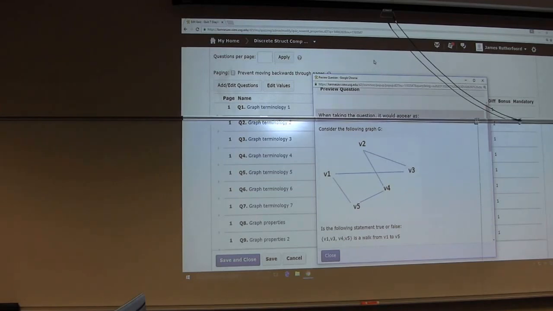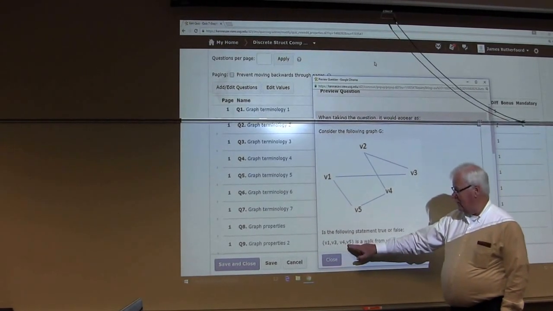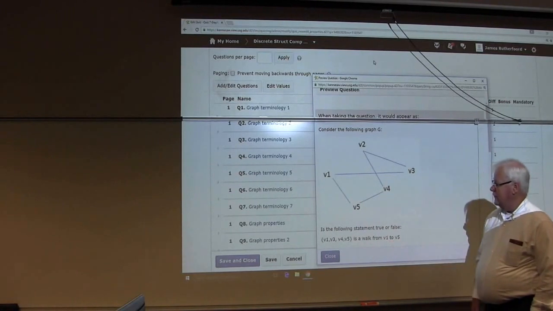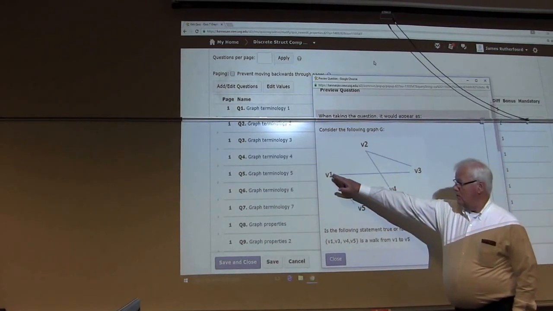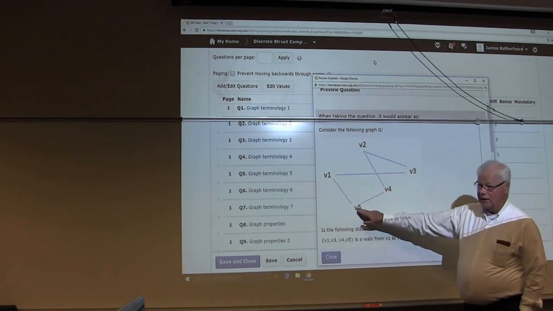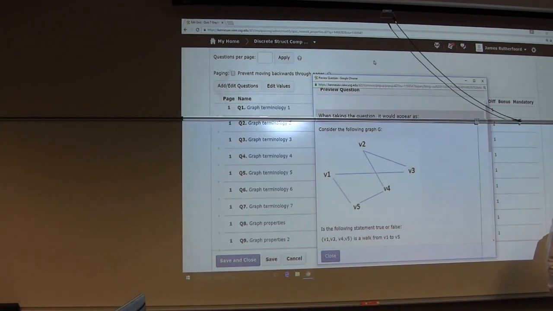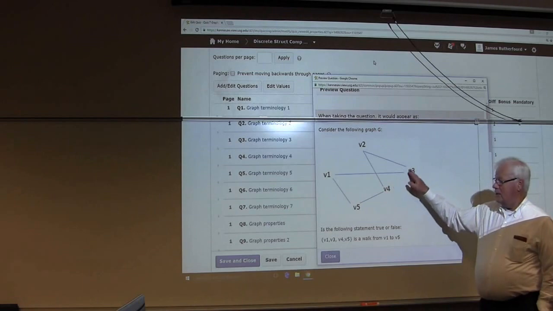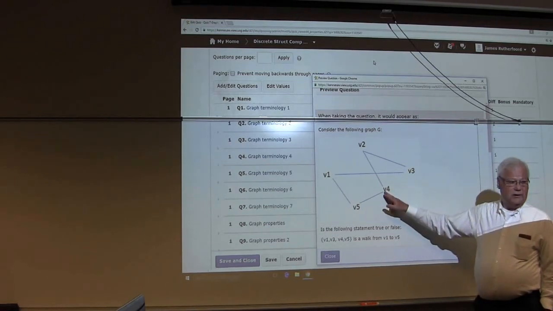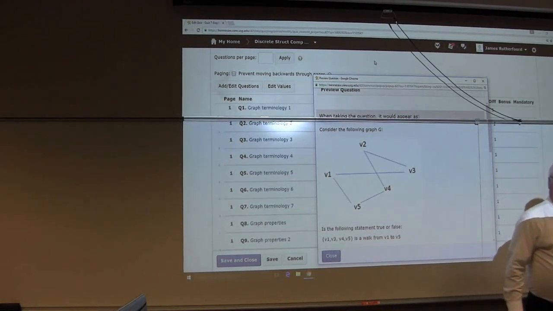Okay. In this drawing here, V1, V3, V4, V5 is a walk from V1 to V5. Well, let's see. V1, V3, V4, V5. Is that a walk? Why is it not a walk? Because V3 to V4 does not have an edge, does it? They're not connected. So therefore, that is not a walk from V1 to V5. Okay.